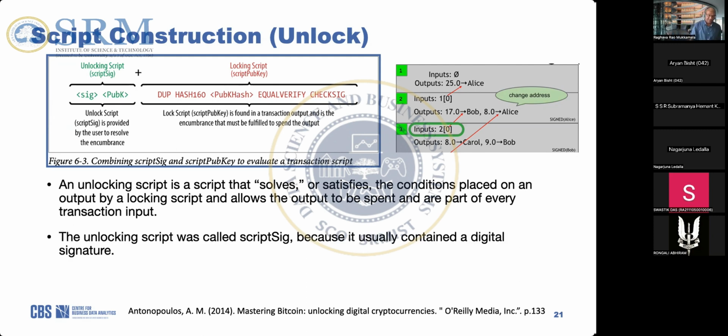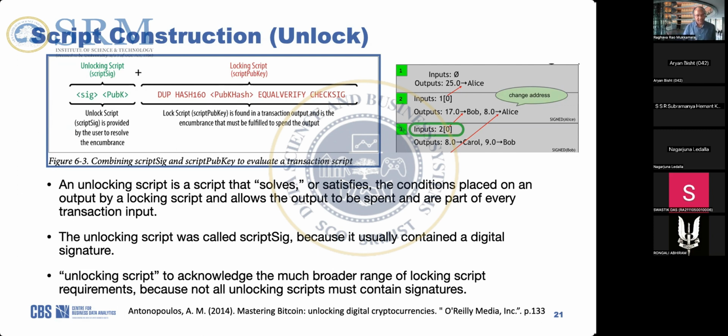The unlocking script is also called the script signature. Basically, it contains a digital signature, and the unlocking script acknowledges the much broader range of the locking script requirements. So for example, you could have multi-signature and things like that. And then let's say that if you have multi-signature specified in the locking script, the unlocking script will satisfy those conditions. For example, if you have 3 out of 5, the unlocking script will also say which 3 signatures are included in it, and things like that. So many things will happen a bit later.